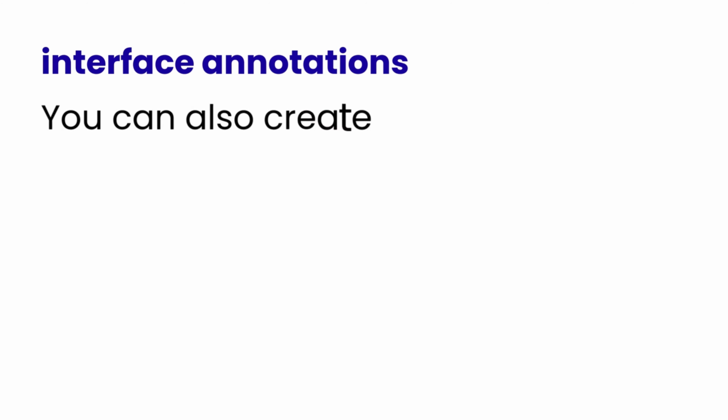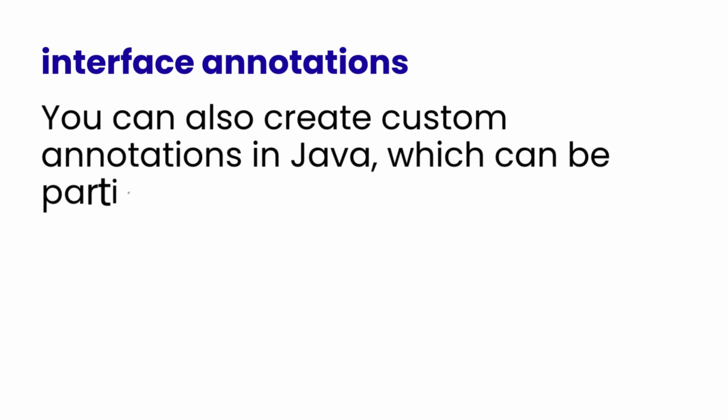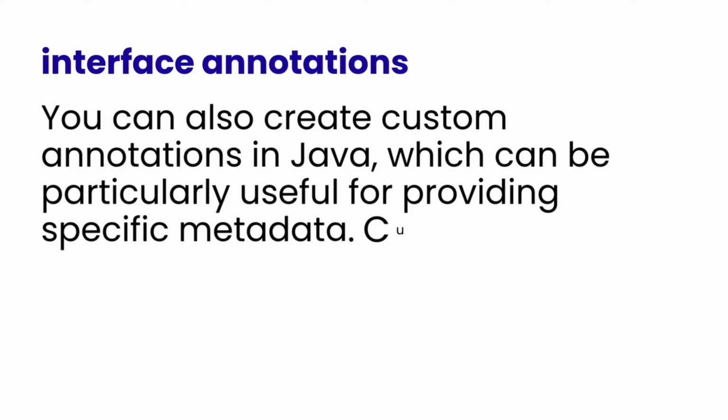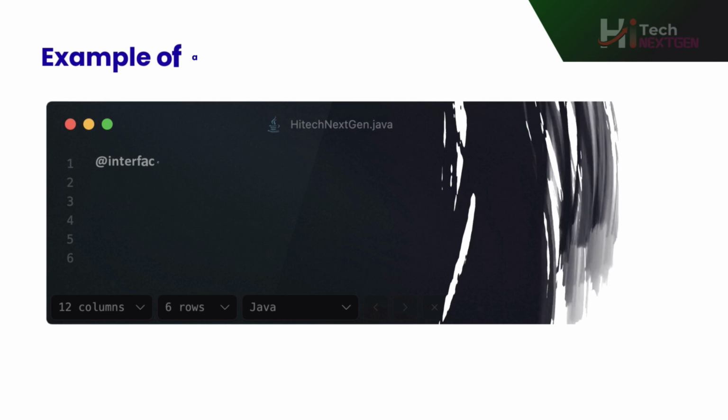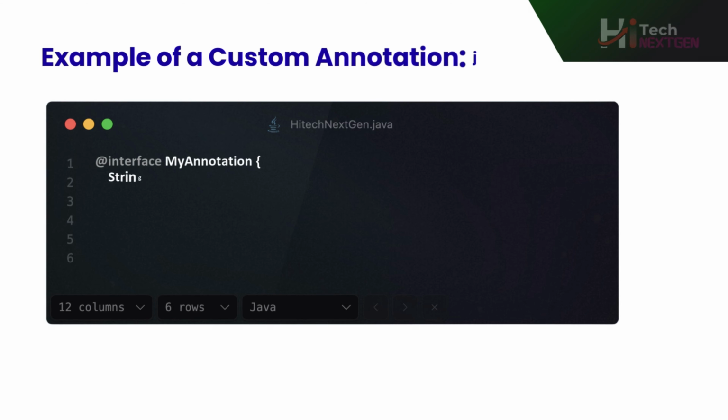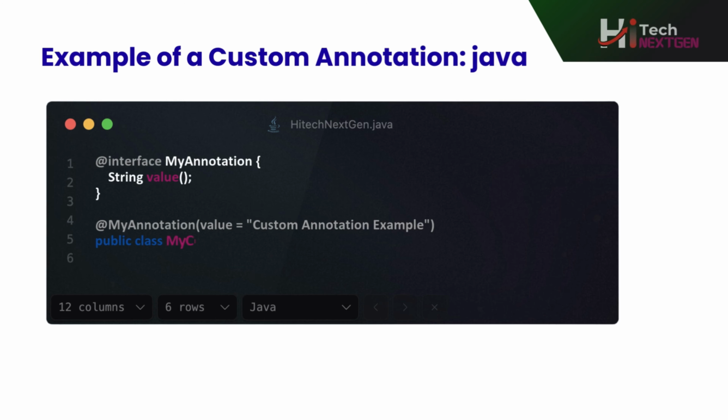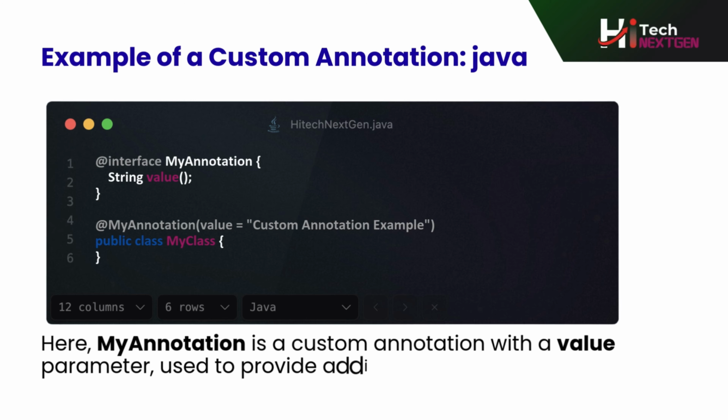You can also create custom annotations in Java, which can be particularly useful for providing specific metadata. Custom annotations are defined with the @interface keyword. Example of a custom annotation: @interface MyAnnotation, String value. @MyAnnotation(value = "custom annotation example"), public class MyClass. Here, MyAnnotation is a custom annotation with a value parameter, used to provide additional details.